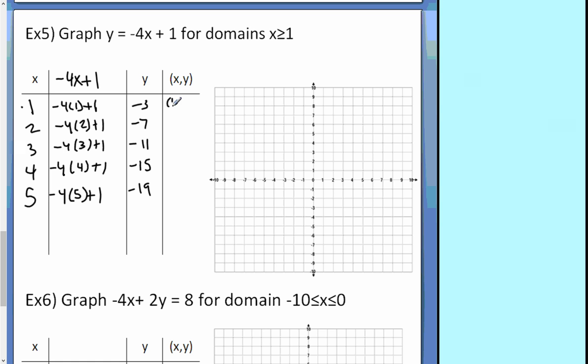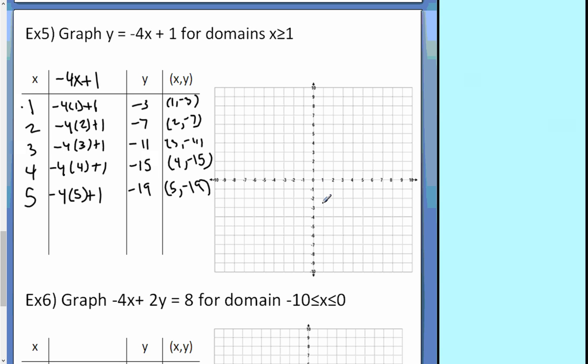Let's put them as points. 1, negative 3. 2, negative 7. 3, negative 11. 4, negative 15. And 5, negative 19. All right, let's graph them.